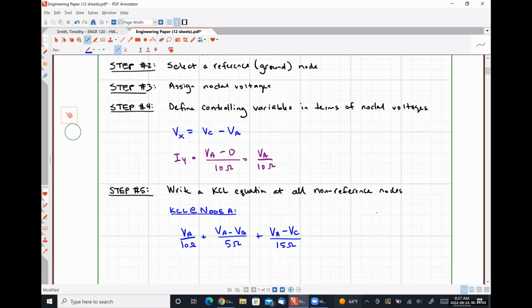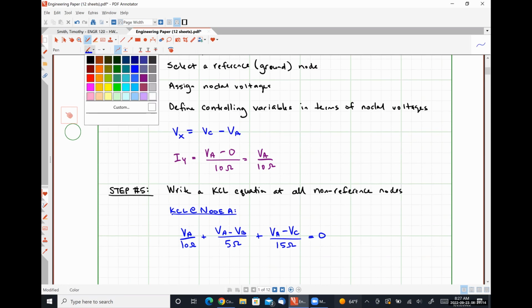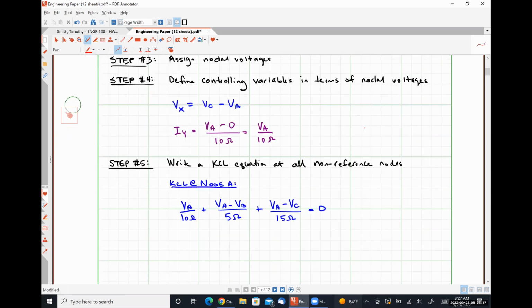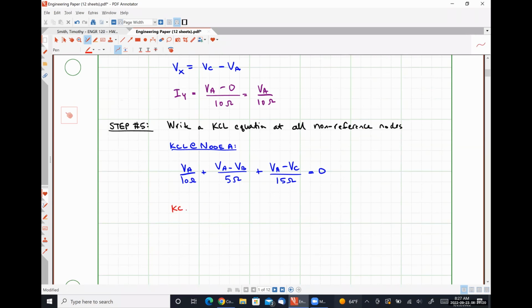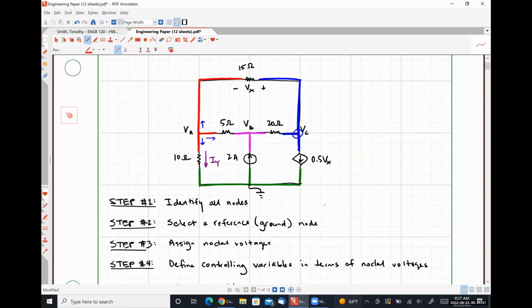So we have now written 3 terms here, and we were expecting 3 terms. So we set this equal to 0. That is our first equation. Now let's do KCL at node B. So I'm going to have this current directed to the left, this current directed down, and now the one directed to the right. Excuse me, the first one I said was to the right, but it's obviously to the left.